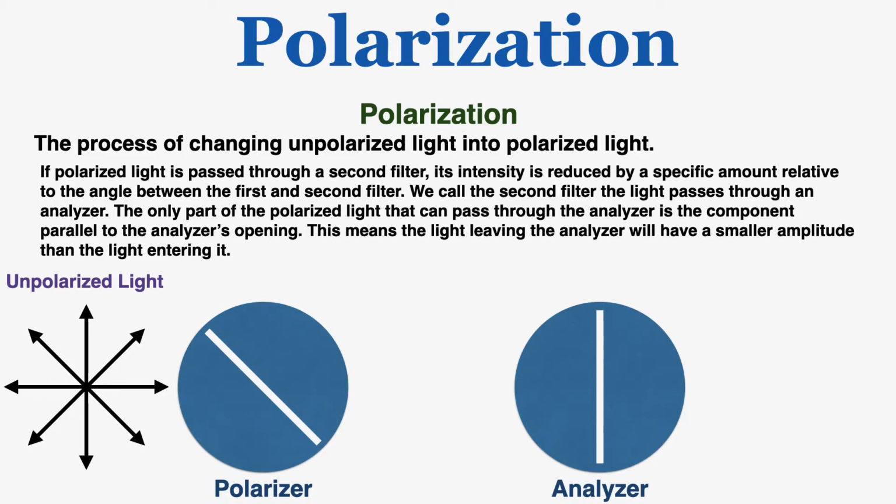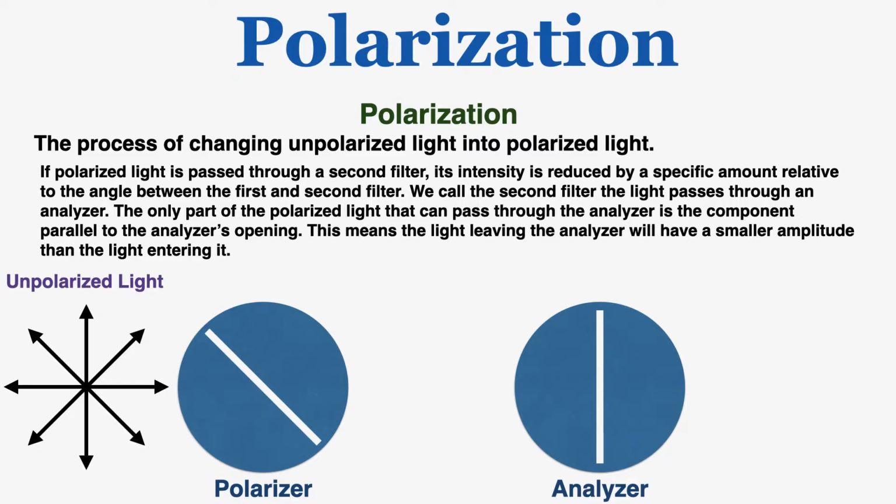If polarized light is passed through a second filter, its intensity is reduced by a specific amount relative to the angle between the first and second filter. We call the second filter the light passes through an analyzer. The only part of the polarized light that can pass through the analyzer is the component parallel to the analyzer's opening. This means the light leaving the analyzer will have a smaller amplitude than the light entering it.